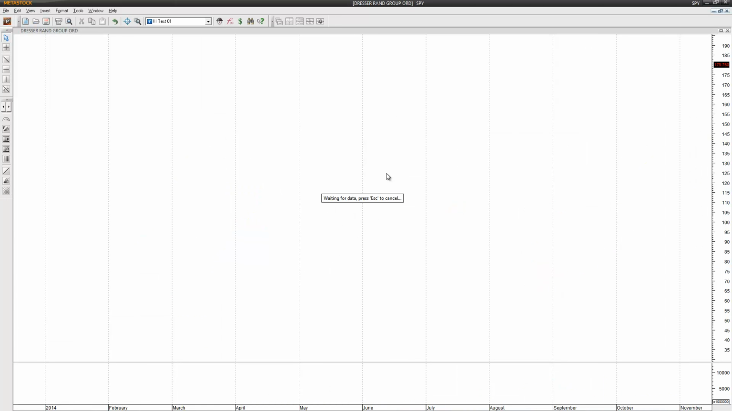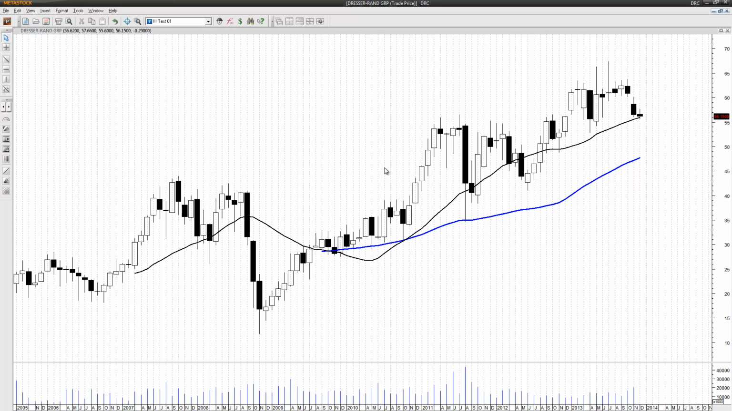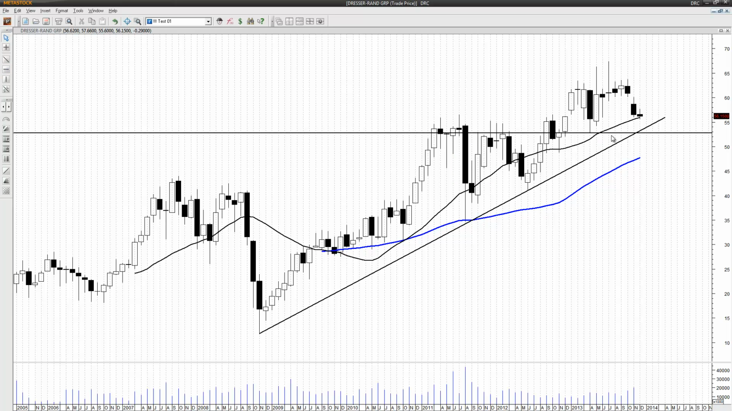Okay, take a look at the first chart. It's Dresser-Rand Group, and what I found is a trend line. If I connect this trough to that trough, I will have a trend line, and if it's drawn correctly on the penny, I will have the level of $52.85, and that's more or less coinciding with this trough here as well. So that's where I put in my buy limit order.